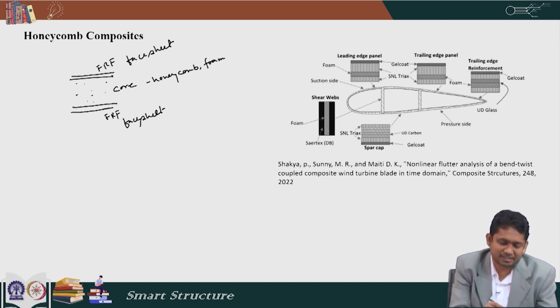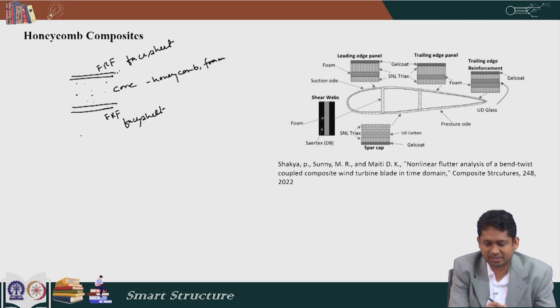Now, we get tremendous advantage by using honeycombs. We get much more strength and stiffness with less weight. Here we can see that these fiber reinforced plastics have high Young's modulus, and they are placed at the two extremes. That takes care of the bending, and this deep core takes care of the shear. Accordingly, we can go for a lightweight and high strength design with honeycomb composites.